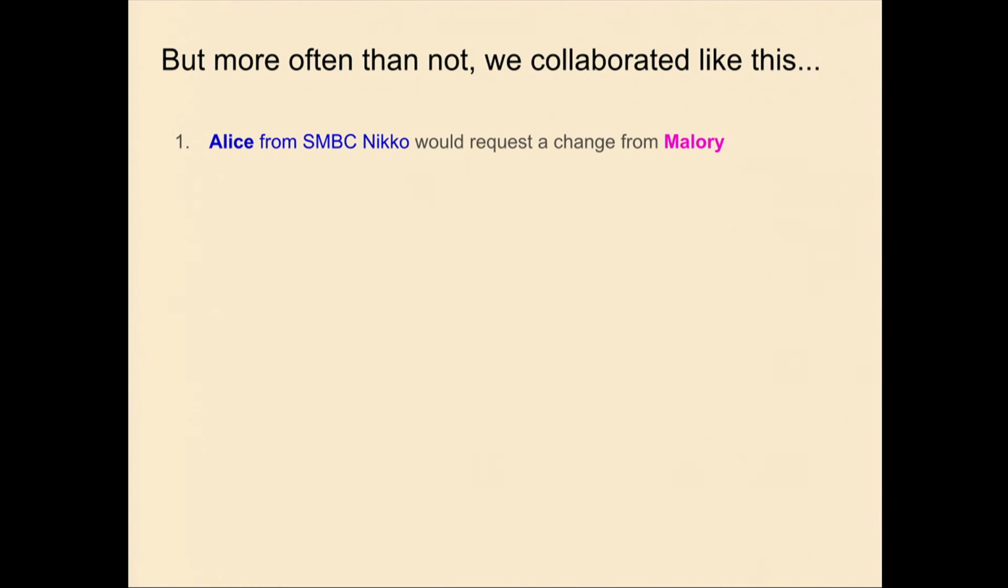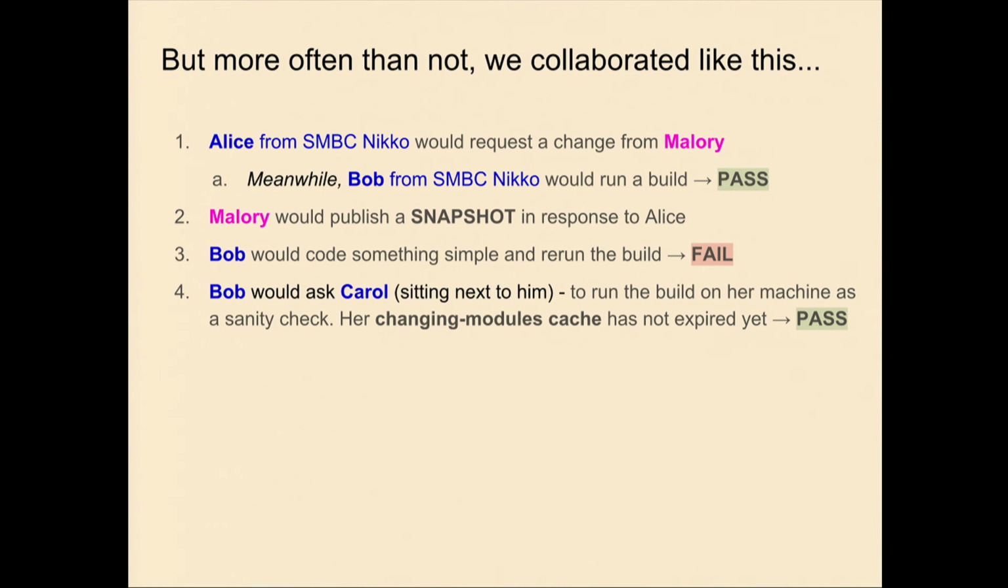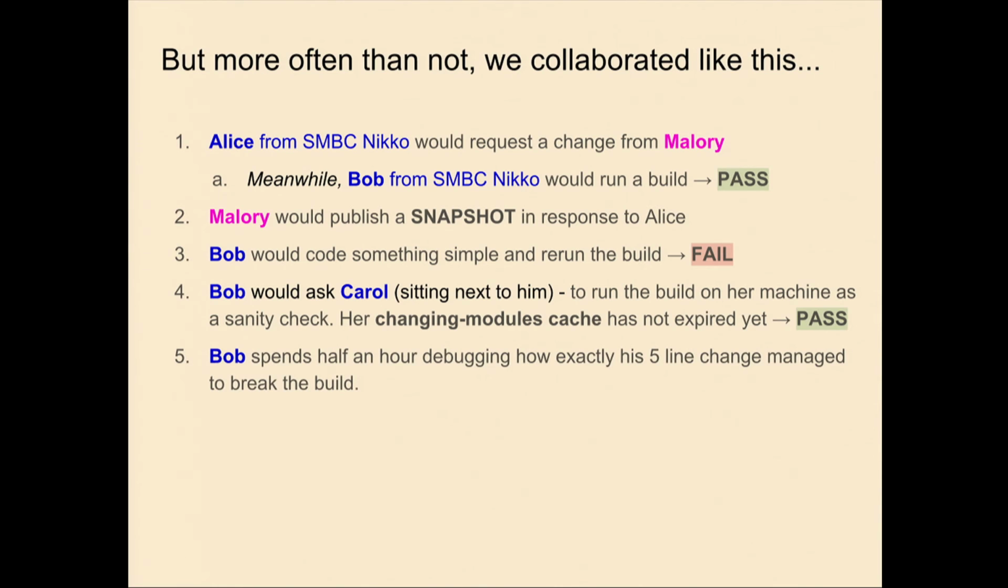What happened is that Alice requested the change from Mallory, and meanwhile Bob would run a build, and Bob's build would pass. Mallory would publish a snapshot in response to Alice. Bob would code something simple and rerun the build. It would fail. Then Bob would ask Carol, because Carol is sitting next to him, to run the build on her machine as a sanity check. But her change in modules cache would not be expired yet, so it would pass. Bob spends half an hour debugging how exactly his 5-line change managed to break the build. It's bad.